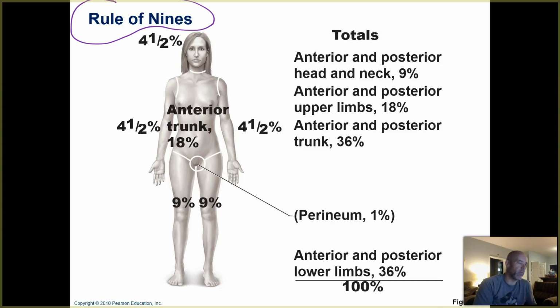For example, 9% of your skin surface area is covering the anterior and posterior head and neck. So anterior and posterior, this is 9% of your skin surface area. If you had a burn all the way across the anterior side, all the way across the face, that would be about half of that. So that would be a 4.5% burn coverage.